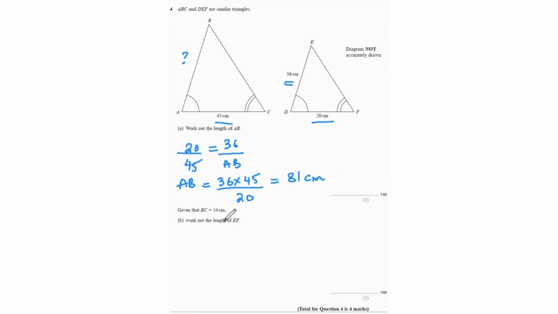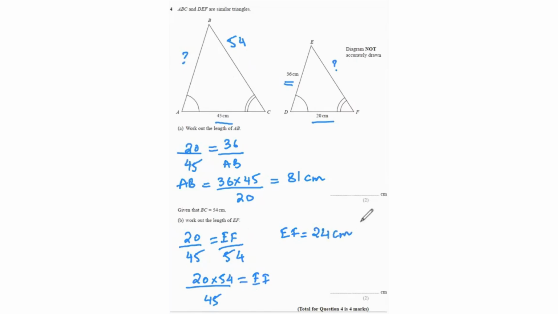Then given that BC is 54, work out the length of EF. Same thing, 20 over 45 equals EF divided by 54. So 20 times 54 over 45 is EF, and that gives us 24 centimeters. That's your answer.